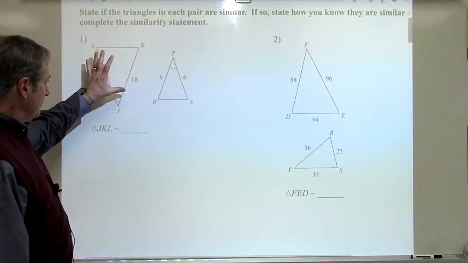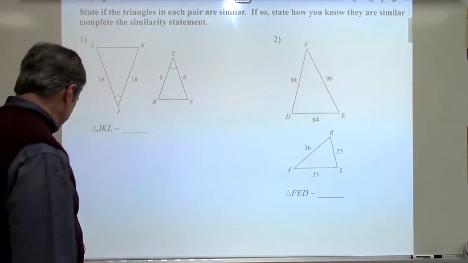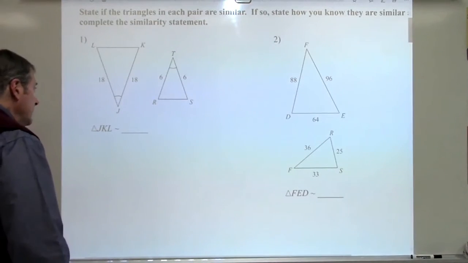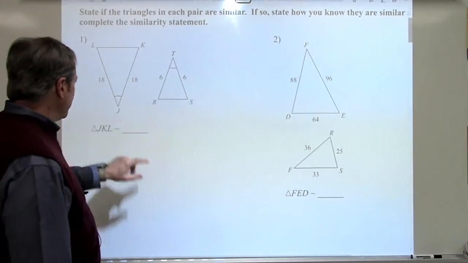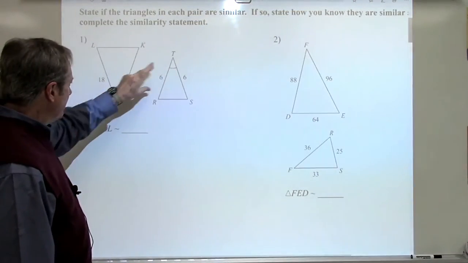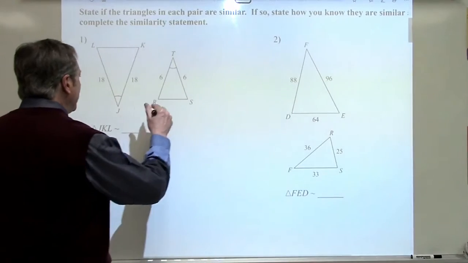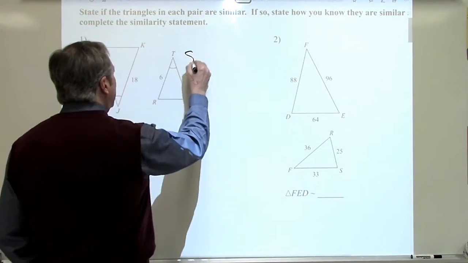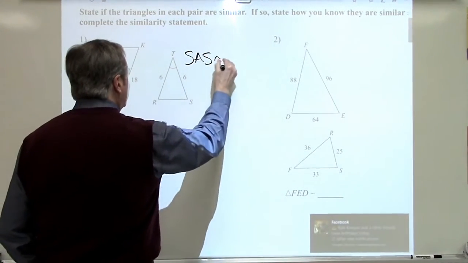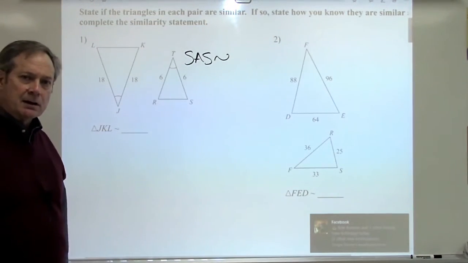We're asked to prove if the 2 are similar, and if so, to write the similarity statement. Now, as I'm looking at these 2 triangles, I notice they both have a congruent angle, and they both have the same proportion in side. So we can safely say that through side, angle, side similarity, these 2 triangles are similar.